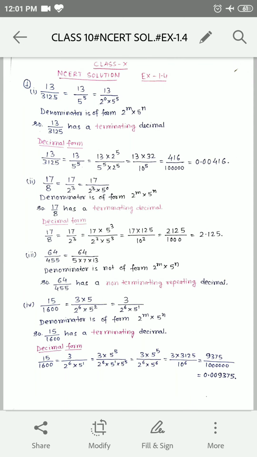Students, let's start with one more topic of class 10th chapter 1. Today we will start with NCERT solution exercise 1.4. First question. In question number 1, we have to check whether it is a terminating decimal or not. So, first question, 13 by 3125.